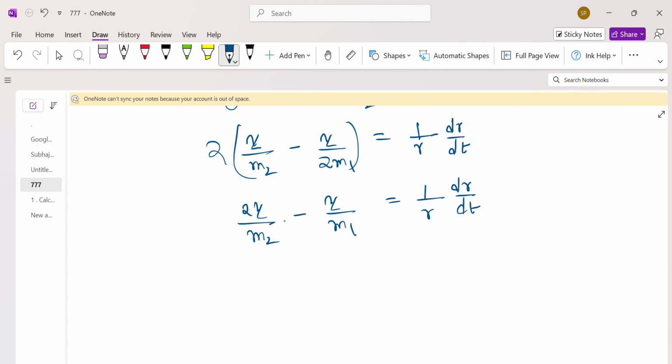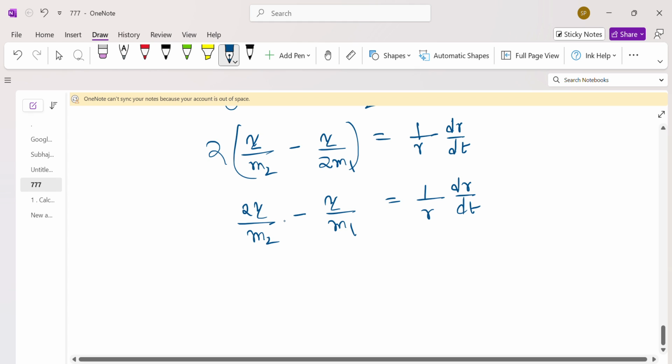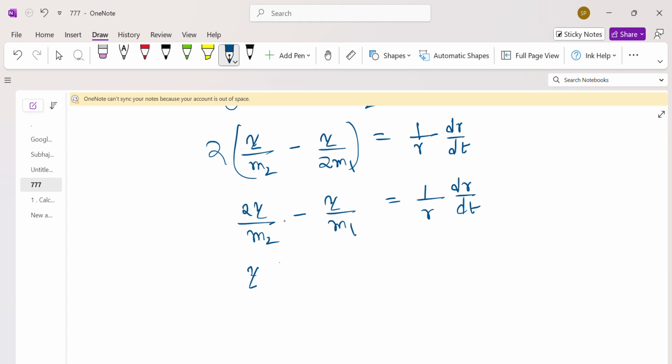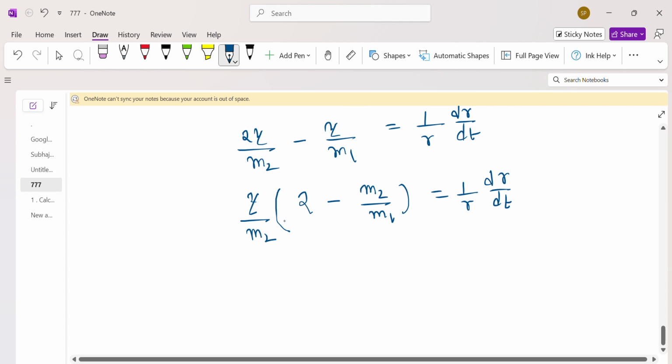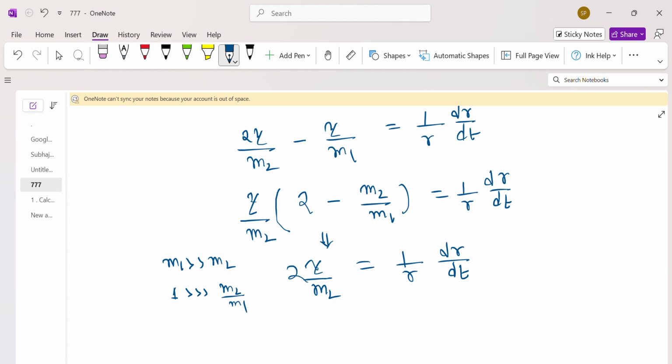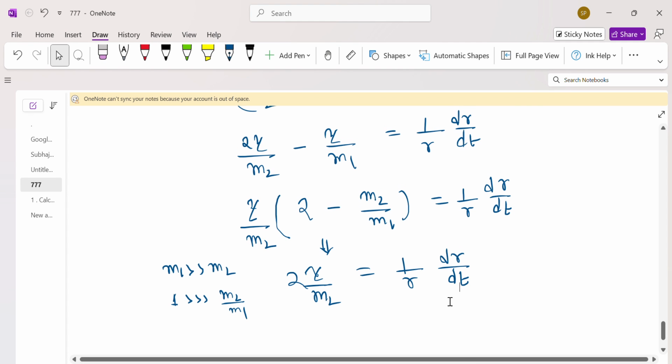Now if you simplify this expression and take gamma by m2 common, you get 2 minus m2 divided by m1, equal to 1 upon r dr/dt. Now m1 is much greater than m2, so 1 will be much greater than m2 divided by m1, so this 2 minus this can be written as gamma by m2 into 2, equal to 1 upon r dr/dt. Now this is the answer for this particular question.